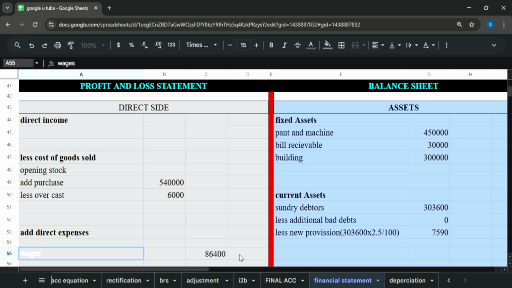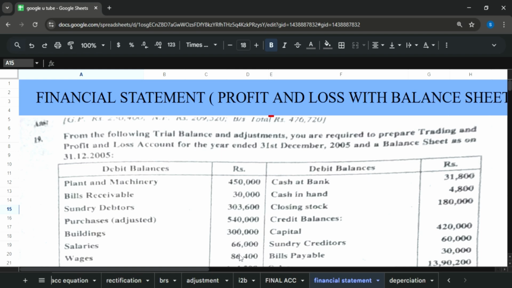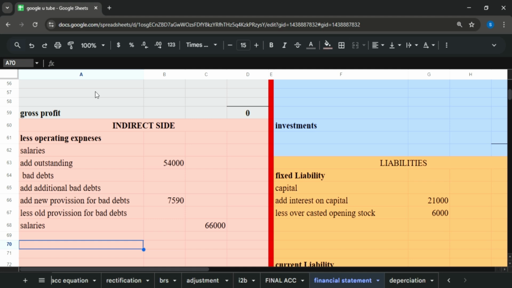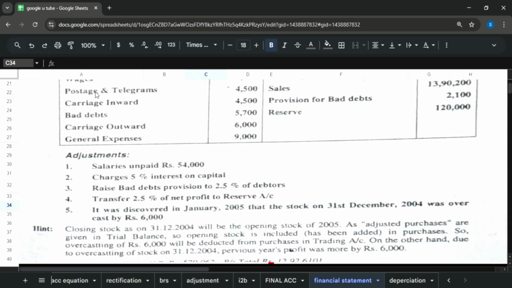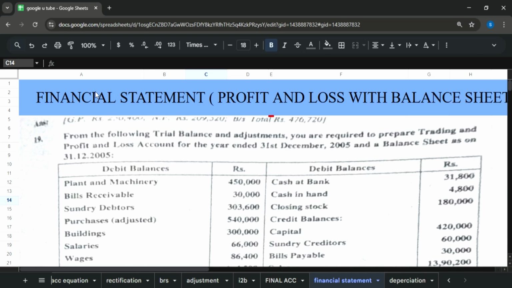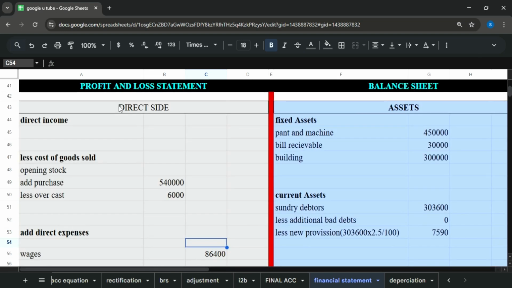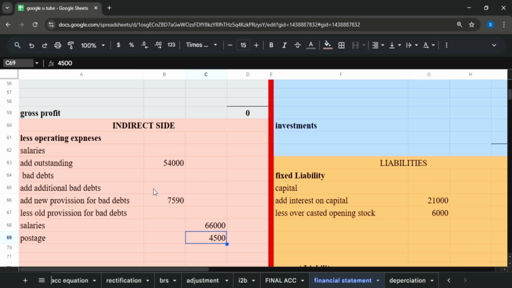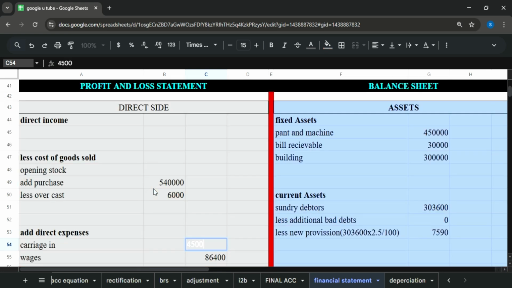And the next after wages we have postage, which is your operating expense. So just write down postage 4500. After postage we have carriage in, and you will write it in direct expenses. Carriage in amount is 4500, so you will write 4500 over here.